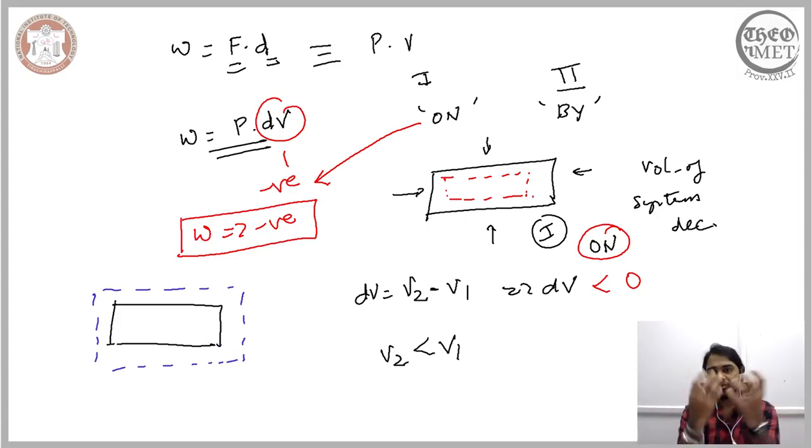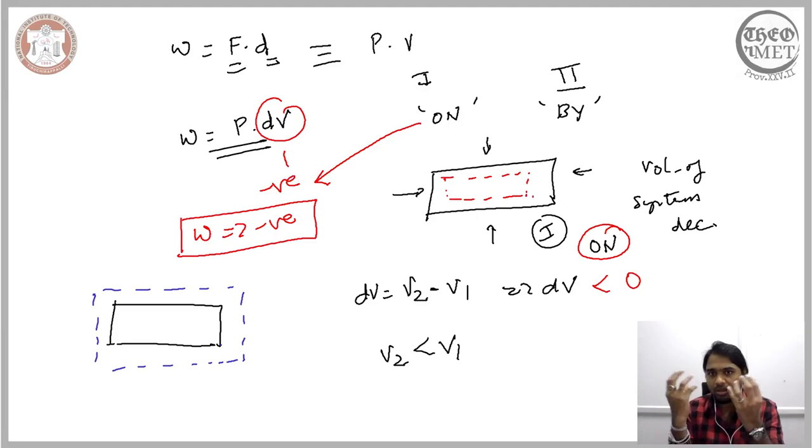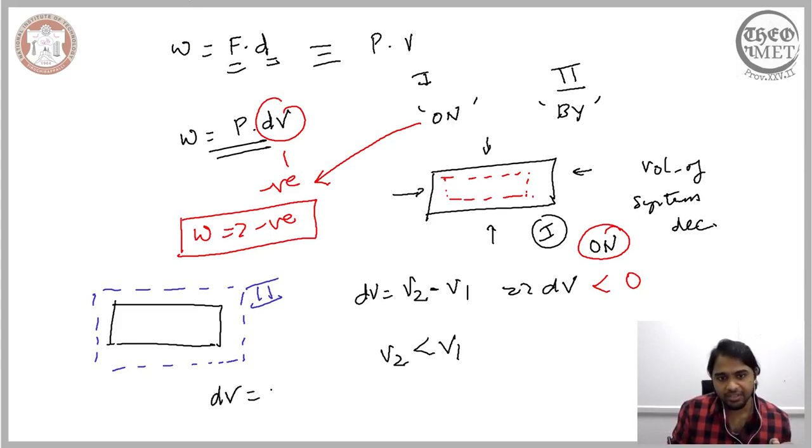So essentially, when you have work being done on the system, the volume is decreasing. When you have work done by the system, the volume is increasing. So "by" and "on" are two contradicting conditions. When you do work on the system, you are imposing a pressure and reducing its volume. When the system does the work, it is expanding and increasing the volume. Now under this condition of case 2, when we calculate the change in the volume, that is dV, it is again the difference between the final volume and the initial volume.